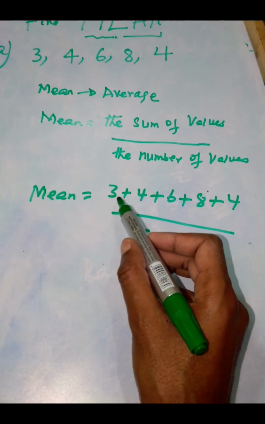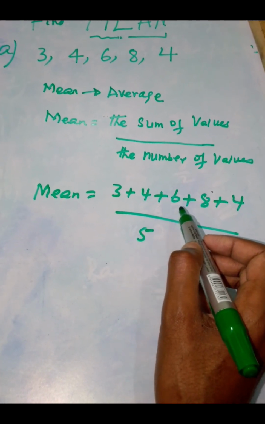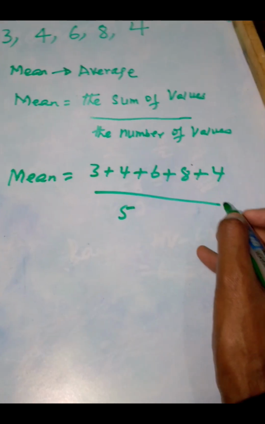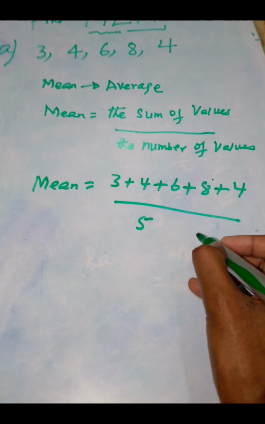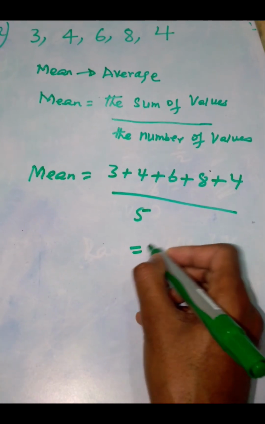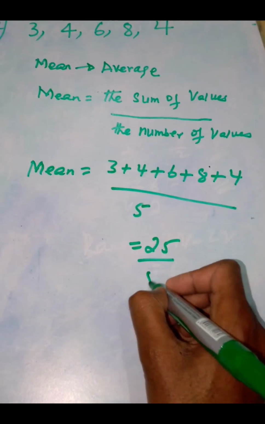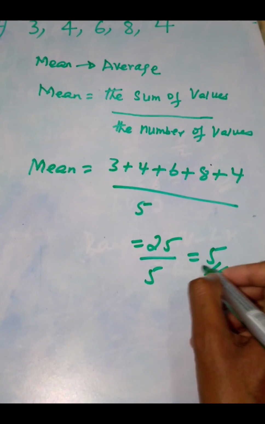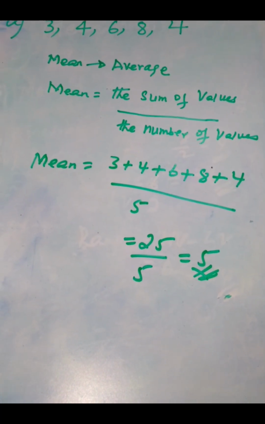When we add these, 3 plus 4 is 7, 7 plus 6 is 13, 13 plus 8 is 21, 21 plus 4 is 25. Yeah, this is 25. So 25 over the number of values, which is 5. Therefore, the mean is 5.